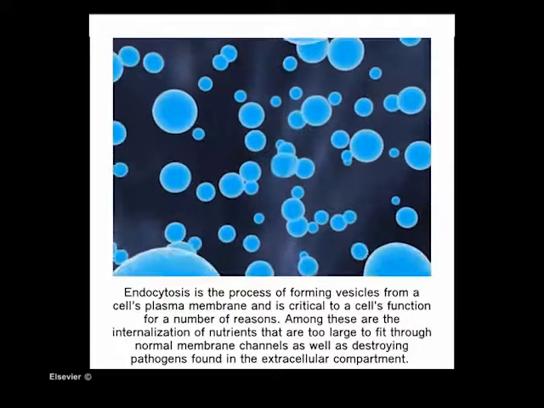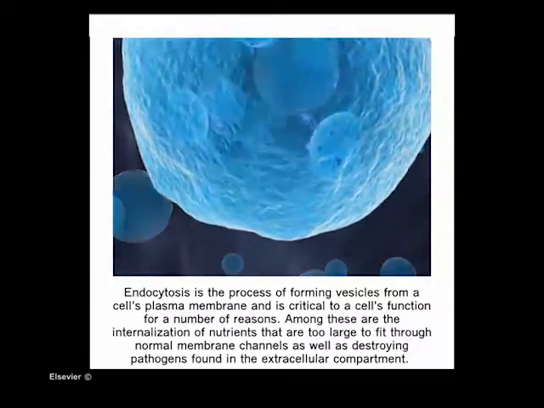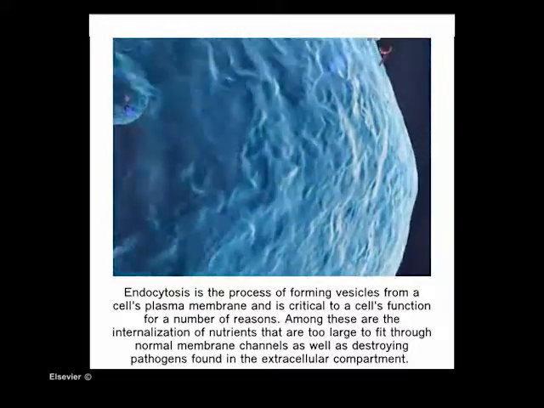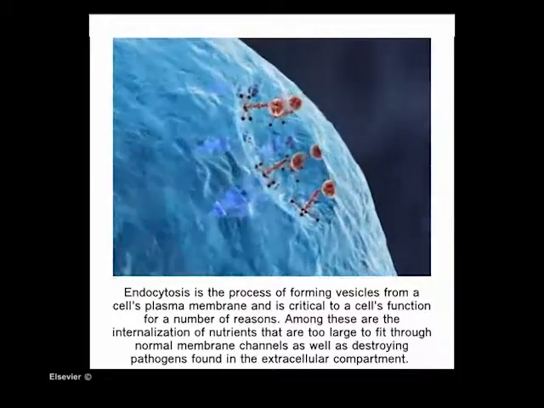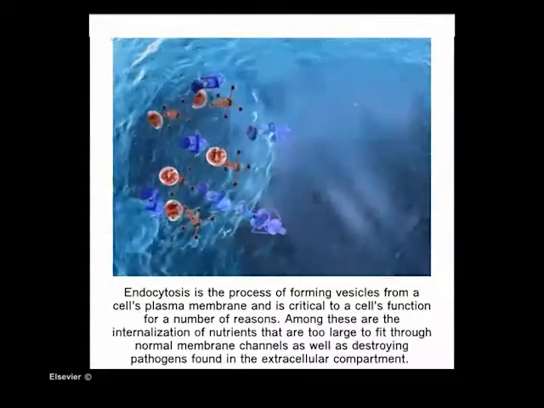Endocytosis is the process of forming vesicles from a cell's plasma membrane and is critical to a cell's function for a number of reasons. Among these are the internalization of nutrients that are too large to fit through normal membrane channels, as well as destroying pathogens found in the extracellular compartment.